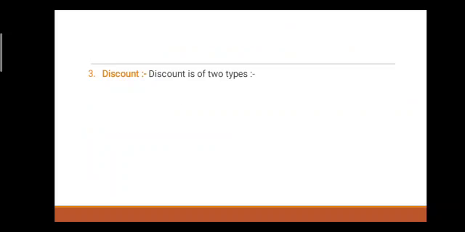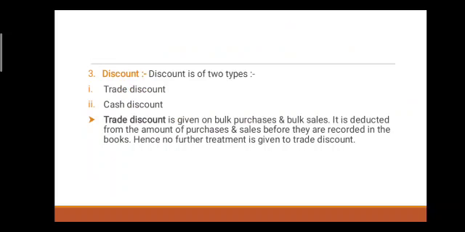Third, discount. Discount is of two types. First, trade discount and second, cash discount. In that, first, trade discount is given on the bulk purchase and bulk sales. It is deducted from the amount of purchase and sales before they are recorded in the books. Hence, no further treatment is given to trade discount.